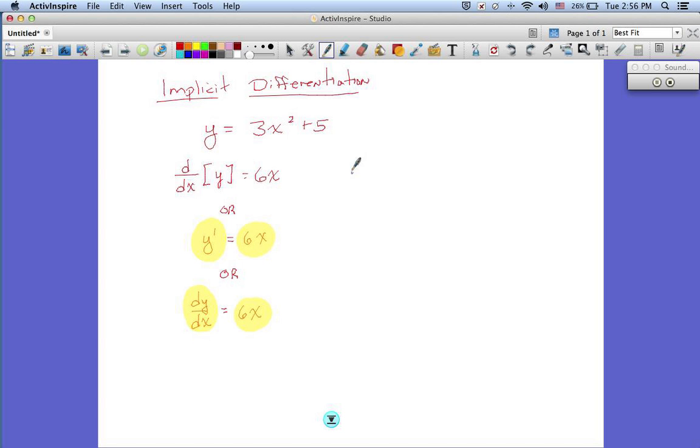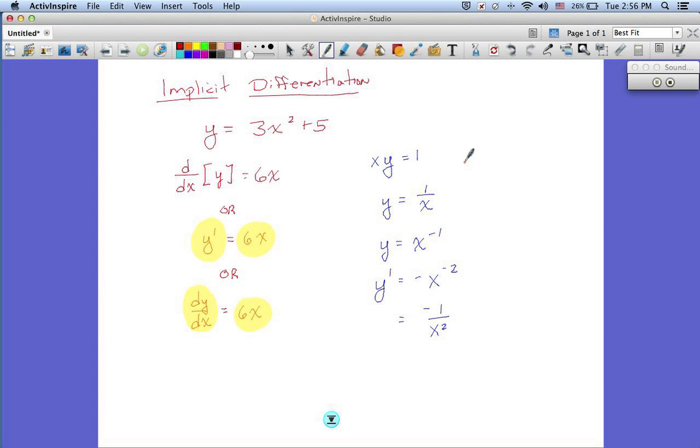Let's look at our first example. Let's suppose I give you x times y equals 1, and I ask you to find the derivative of that. Well, hopefully you say, that's the same as 1 over x, and that's the same as x to the negative 1. Well, that's the power rule. y prime equals negative x to the negative 2. So my derivative is negative 1 over x squared. And that's all fine and dandy.